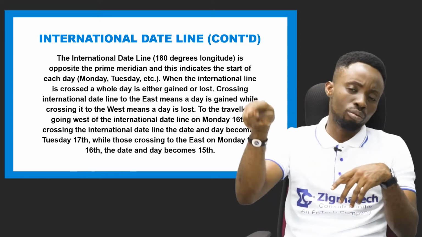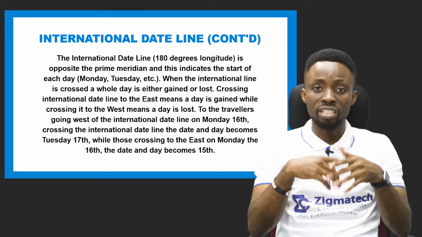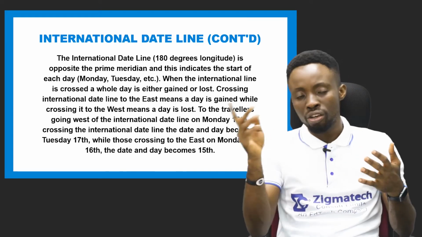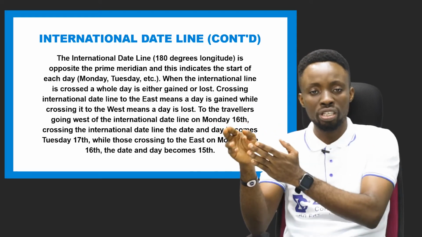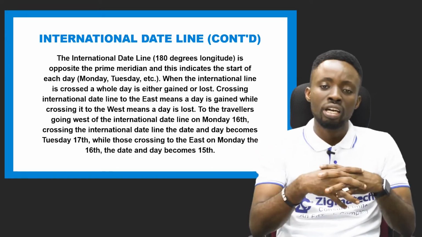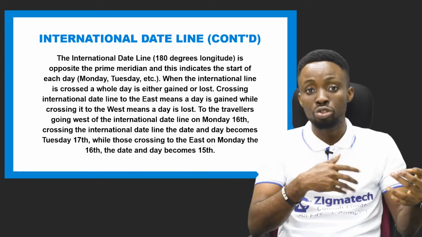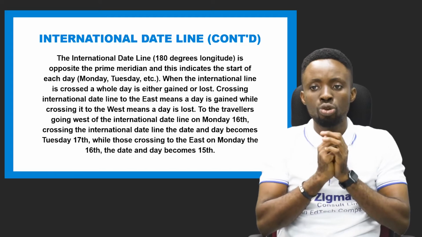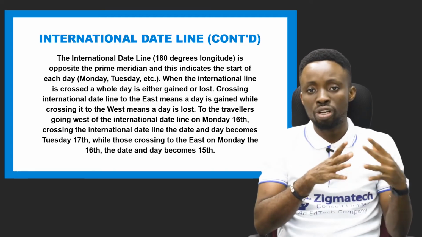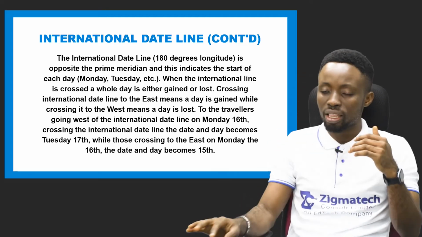But if I go the other way around, to the west, I am a day behind. So if it's Friday and I go from the east to the west and I cross the international date line, I'll possibly take myself backwards to Thursday. So you lose a day or you gain a day whenever you cross the international date line.